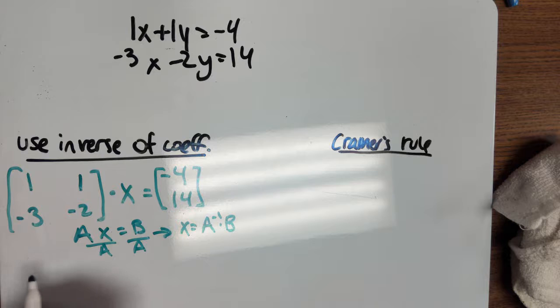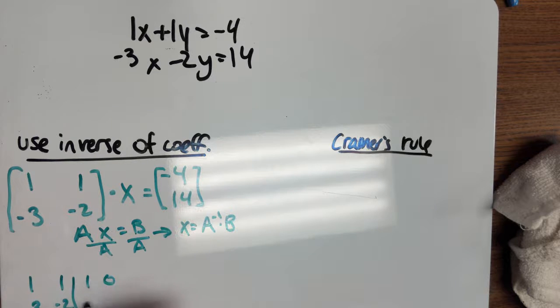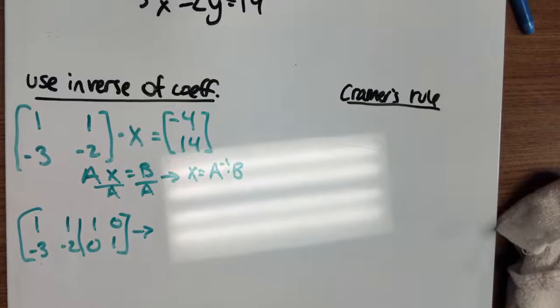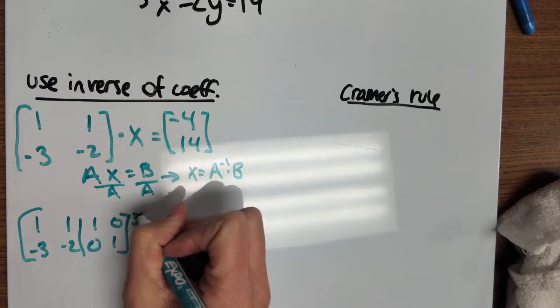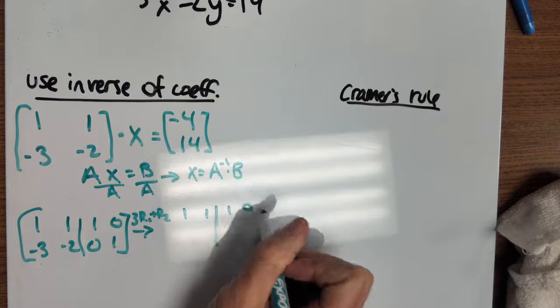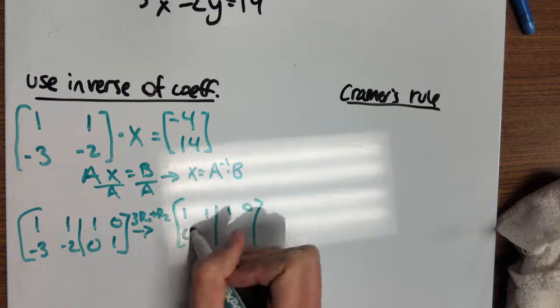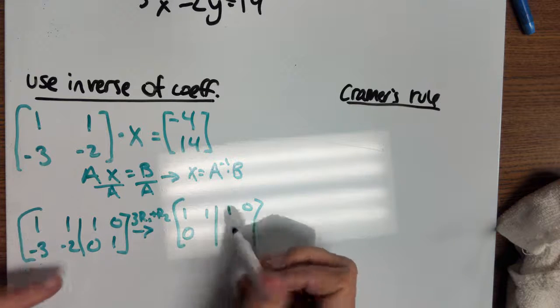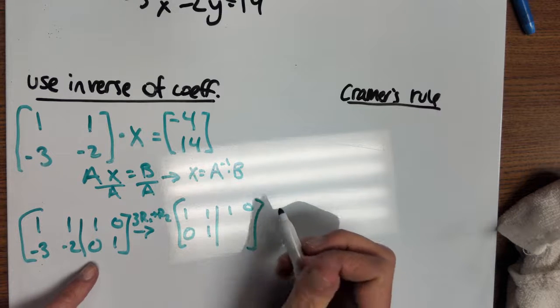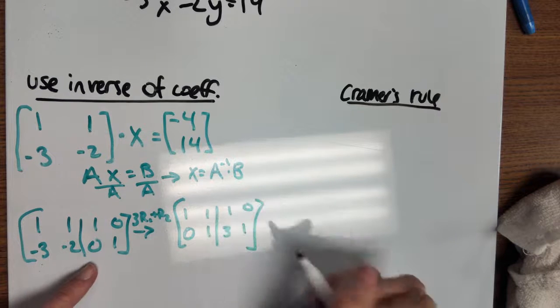So if we do that, 1, 1, -3, -2, I'm going to go ahead and put the identity on the end. The 1 is taken care of. Then we're going to have to turn the -3 into a 0. So I'll say 3 row 1 plus row 2. 1, 1, 1, 0. That gives me 0. That gives me 3 plus -2, which is 1. And then we get 3 and 1.